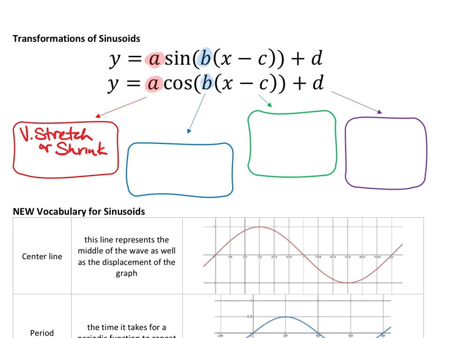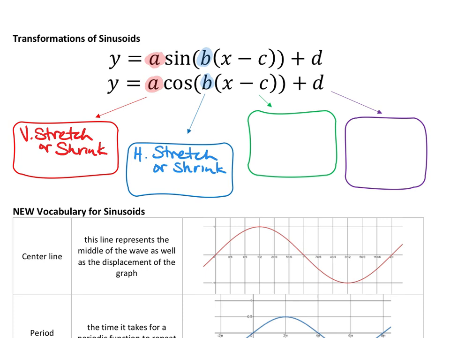Horizontal stretch and shrink. Now with periodic functions, especially sine and cosine, the horizontal stretches and shrinks are actually the best example of those two words. And we're going to talk about that again later. They're probably the function where it's the easiest to notice a horizontal stretch or shrink and to appreciate what it's doing.